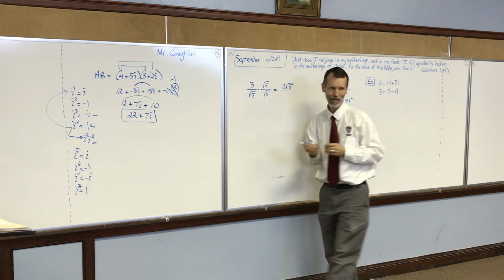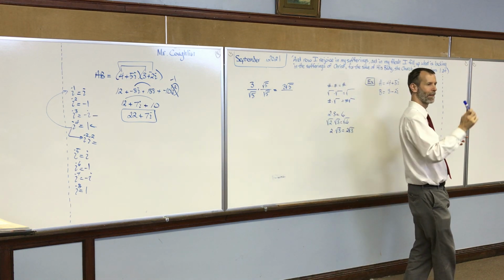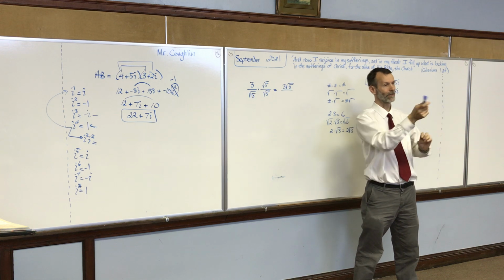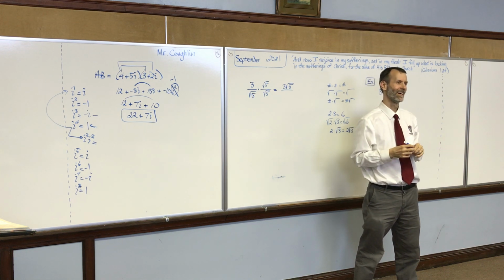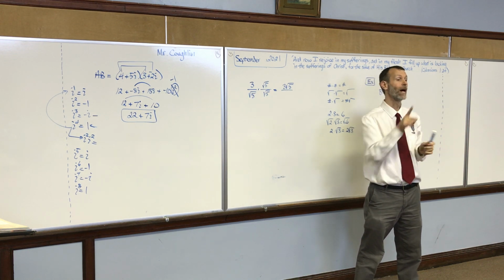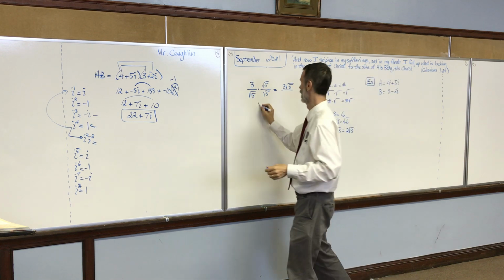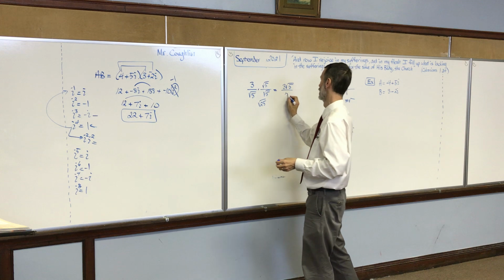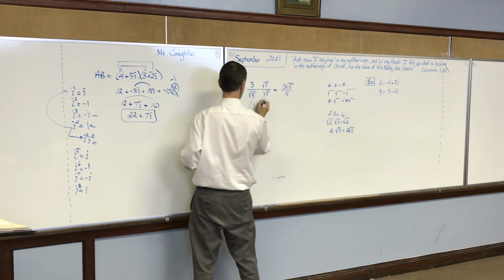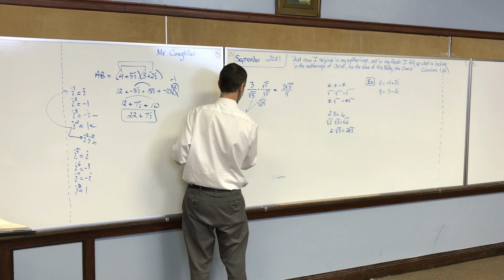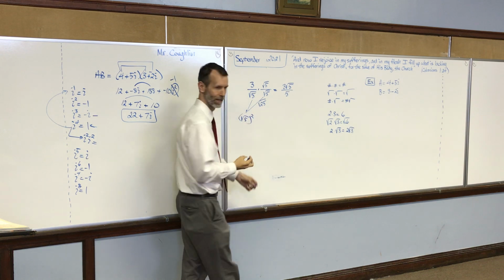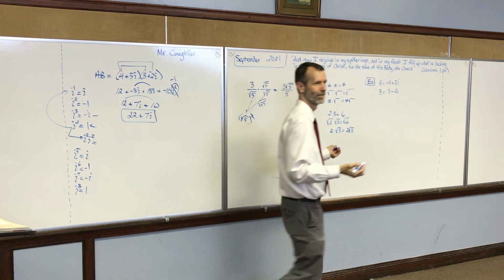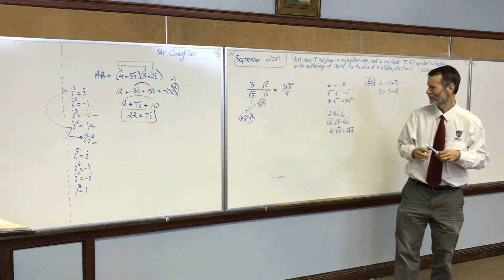Can somebody tell me what the bottom would be? What's radical 5 times radical 5? Radical 25. What is that number really? It's 5. Another way to think of it is radical 5 squared, and the square and the square root cancel. They make 5. Feel okay on that?